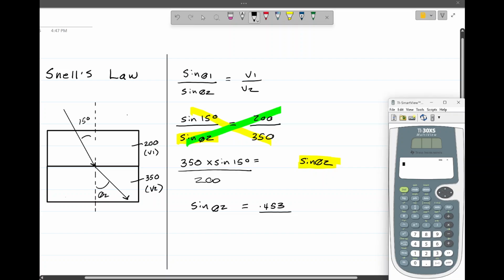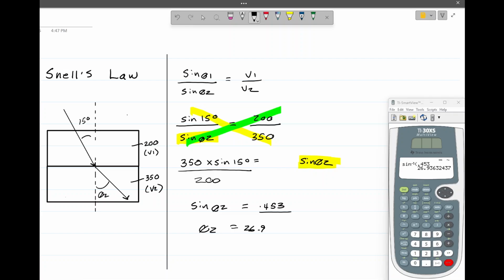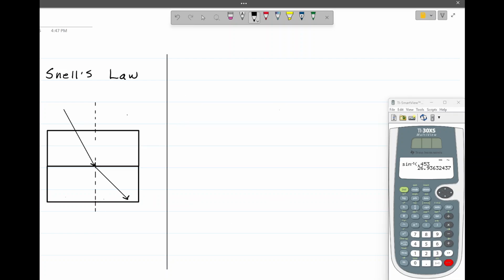We need to know what the angle is. So in order to figure out the angle, you have to take the arcsine function of 0.453, hit enter, and you find out that theta 2 equals 26.94 degrees. Okay, so this angle here, theta 2, is 26.94 degrees.